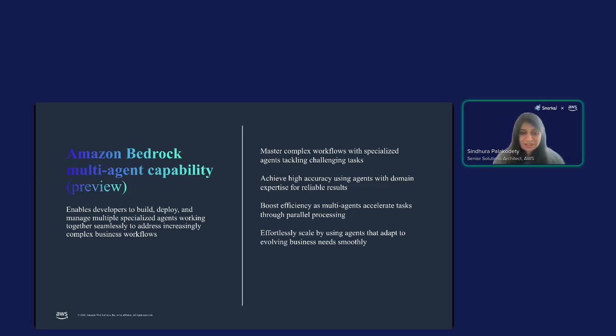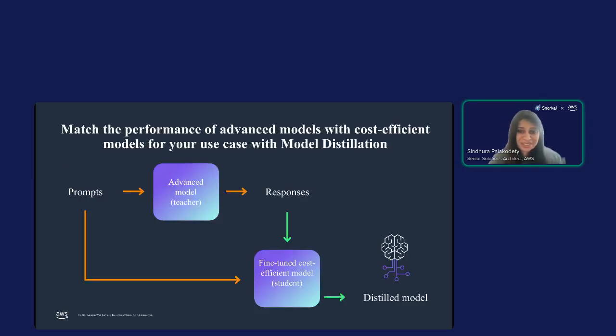So apart from the agents, there's another important mechanism to make the models more cost effective: model distillation. Recently we introduced Amazon Bedrock model distillation, which allows you to utilize smaller, cost effective models for your use cases. Distilled models in Bedrock are way faster and 75% less expensive than the original models.